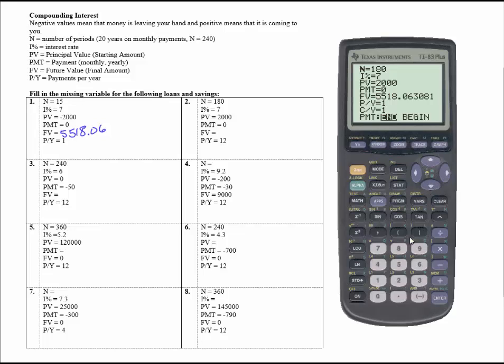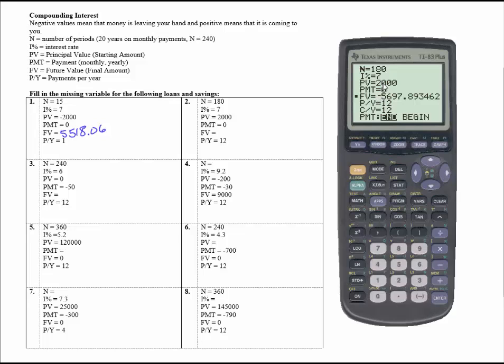And this is a 12. So this is a monthly payment. And you can see that changed it right there. So we want to know what the future value is. So we go up to the future value and hit alpha solve. And it's negative 56.97. Now that's interesting.